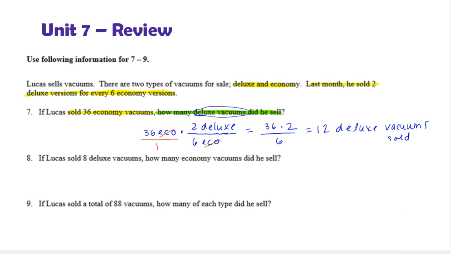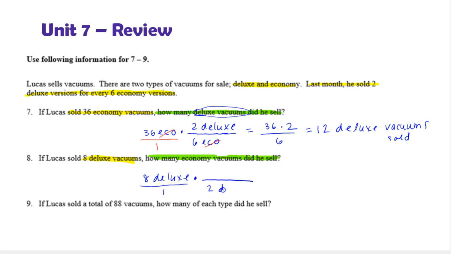sold. Okay, let's look at the next one. If Lucas sold 8 deluxe vacuums, now we want to know how many economy vacuums did he sell? Well, again, we're going to start with what we know, 8 deluxe. We're going to set up our ratio times. Okay. Now, again, we go back to this given information. We want the deluxe to cancel, so we're going to put the 2 deluxe on bottom so it cancels with this deluxe on top. Remember, if need be, you could think of this as just over 1.